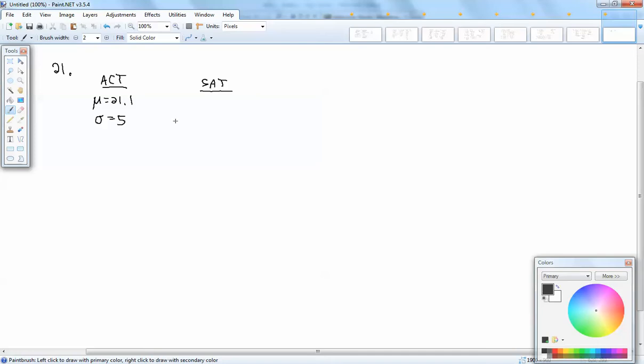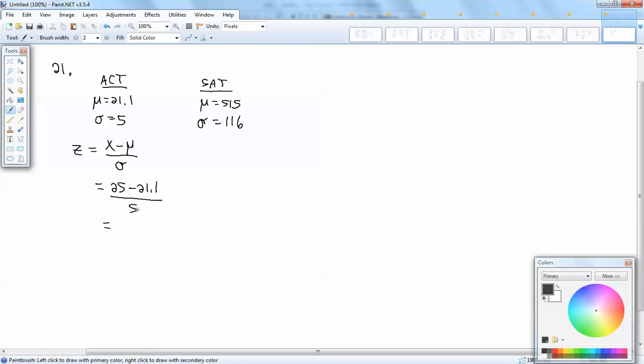The mean on the SAT was 515, and the standard deviation was 116. Okay, the distributions of both were approximately bell-shaped. It says find a z-score for the ACT. Okay. Z is equal to x minus mu over sigma. Now they tell us the ACT score of 25. So we got 25 minus mu, which is 21.1, over sigma, which is 5.